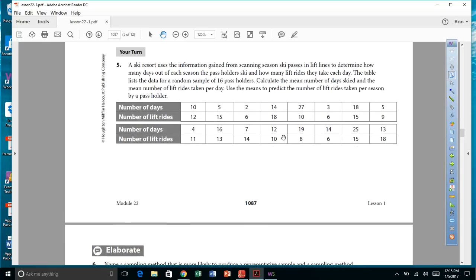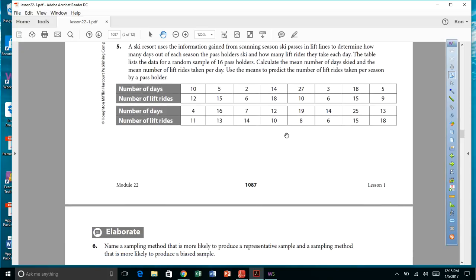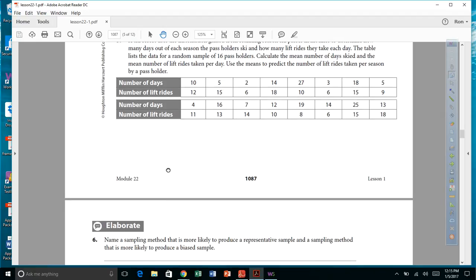Number 5, your turn. A ski resort uses the information gained from scanning season ski passes in lift lines to determine how many days out of each season the pass holders ski and how many lift rides they take each day. The table lists the data for a random sample of 16 pass holders. Calculate the mean number of days skied and the mean number of lift rides taken per day. Use the means to predict the number of lift rides taken per season by a pass holder. Okay.